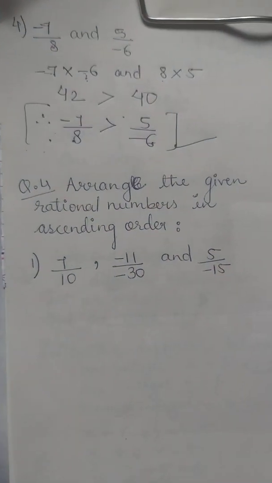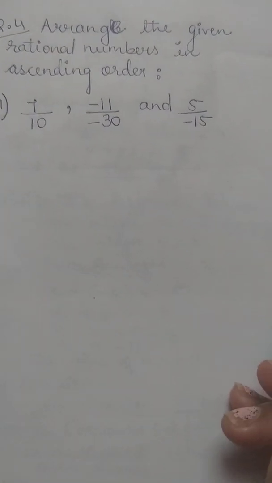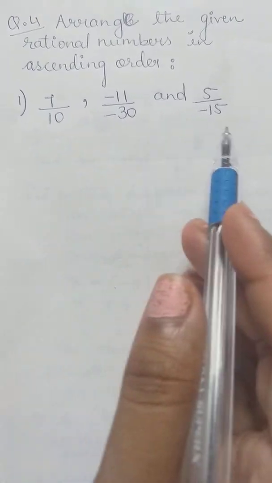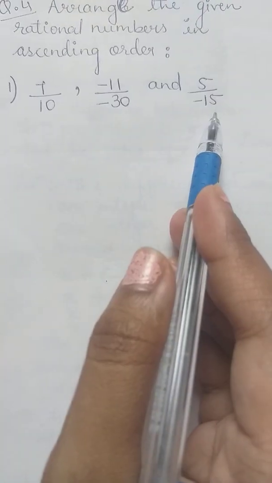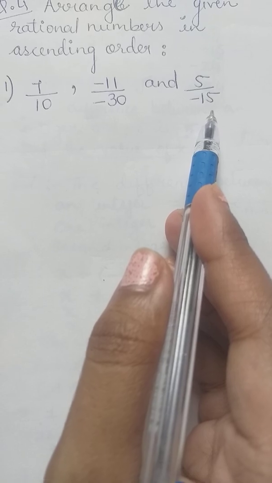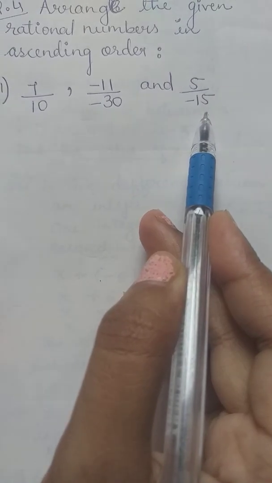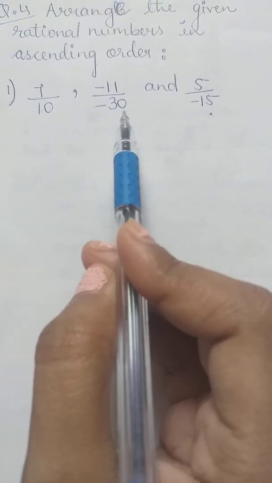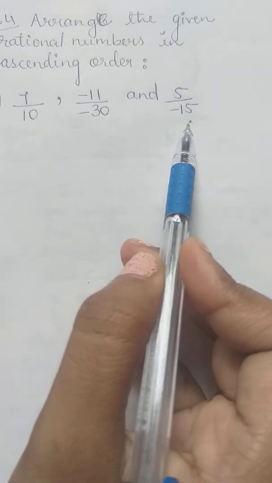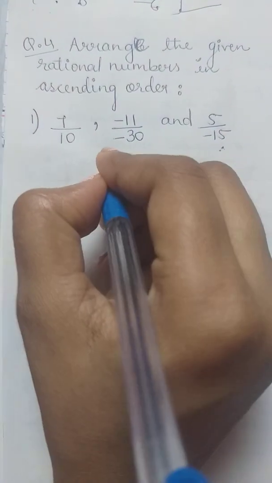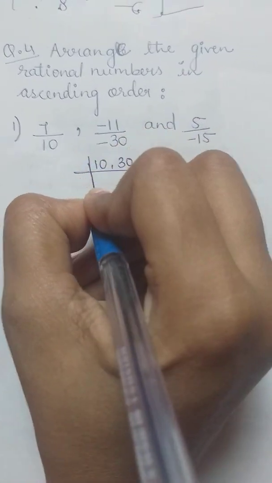Okay, now the next question, very important. Arrange the given rational numbers in ascending order. These are the three rational numbers given over here, and you have to arrange them in ascending order. See question number 1. In all three numbers, you have to check the denominators and find the LCM of the denominators. I'll do it in fraction form. See, 10, 30, 15. Okay, for the denominators, I'll find the LCM.